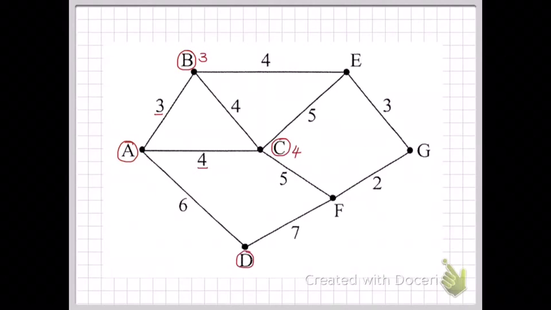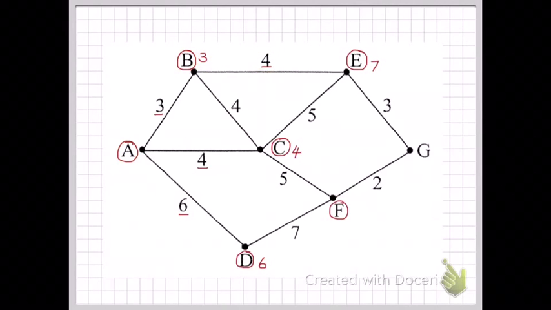Next I will look at the D, and the shortest path is directly from A. Write that number next to the node. What about E? I can connect E from B, C or D. The shortest route will be directly from B. 3 plus 4 equals 7. Notice again that I'm just adding those two numbers to get my total of 7.